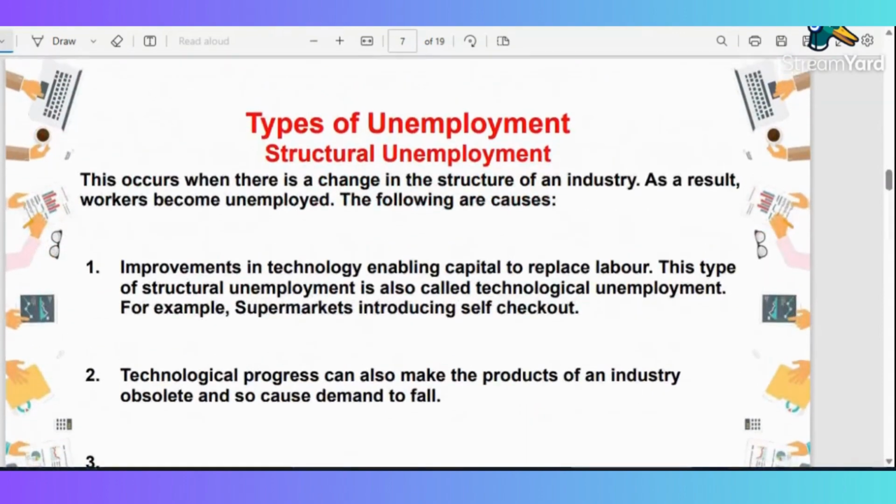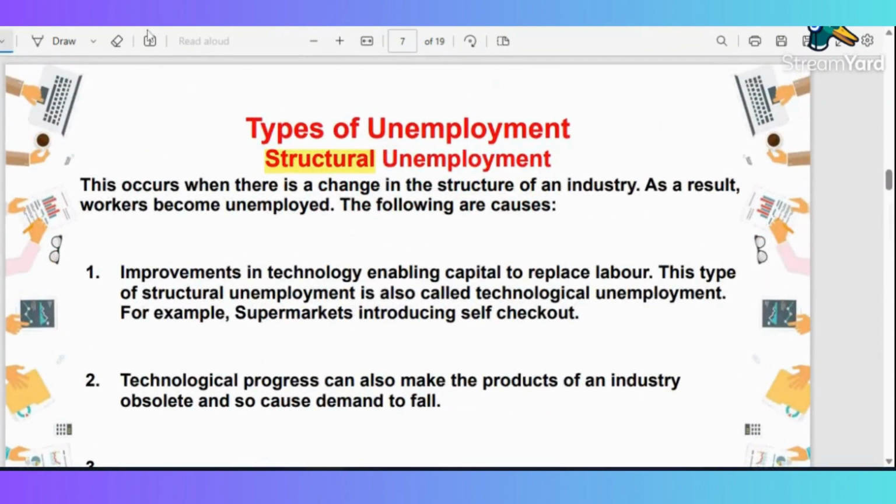Now we have the structural unemployment, right? Structural unemployment occurs when there is a change in the structure of an industry. When we say structure, they change the way in which they produce the goods or services, right? Change in structure also deals with how things are put in place in the industry in terms of production. As a result of this, workers become unemployed, and there are two causes.